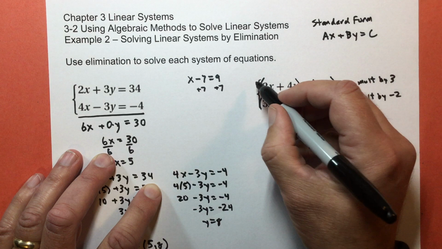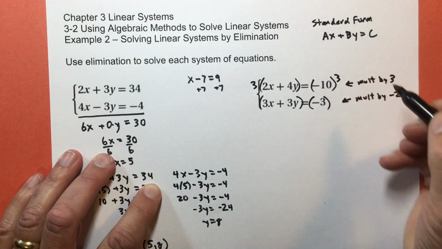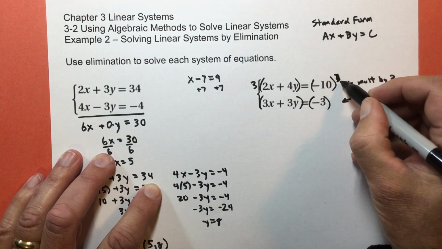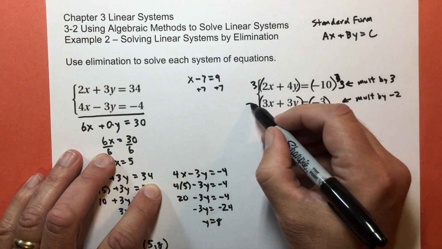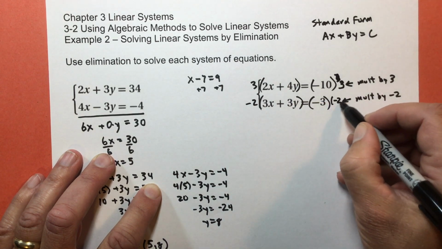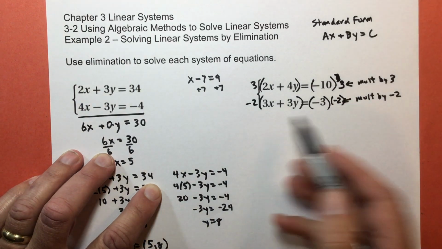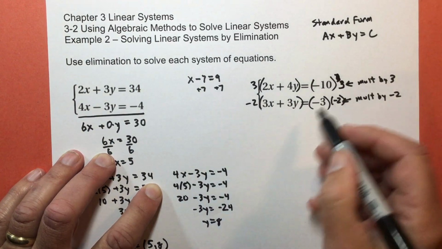So I'm going to multiply this by 3. I'm going to multiply this by 3. And I'm sorry, I meant to put it right there. Sorry, it looked like an exponent. I'm going to multiply this by negative 2, and I'm going to multiply this by negative 2. Both sides. All right, so let's simplify.